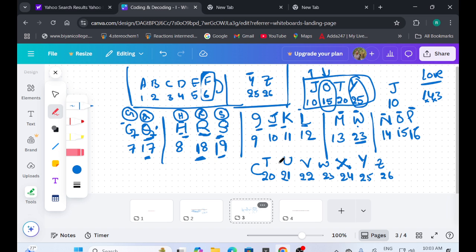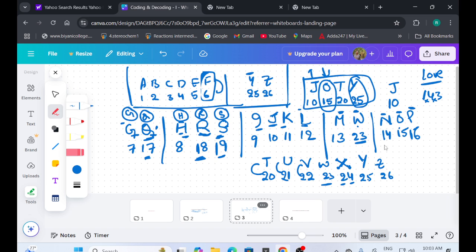T is T20. U is unique, which is 1, 21. V has 2 lines, which is 22. W we have already discussed, it looks like 3, 23. X has got 2 lines and 4 points, it is 24. Y is 25 and Z is 26.